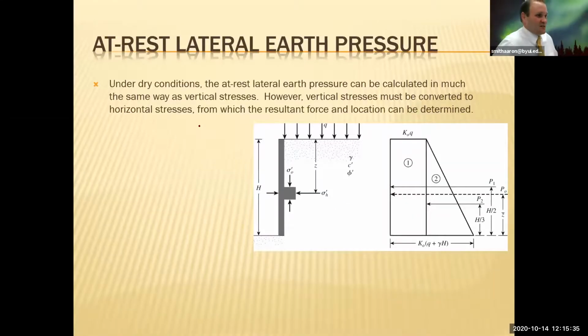So let's calculate these. We can figure out what this horizontal stress is right here. And this is very similar, but just a little different than calculating vertical stress. So for the last few weeks, we've been figuring out vertical stress. Now we want to figure out, well, what's that horizontal? And so under dry conditions, let's just first talk about at rest. It can be calculated much the same way as vertical stresses. The first thing you pretty much have to do is figure out vertical and then convert them to horizontal.